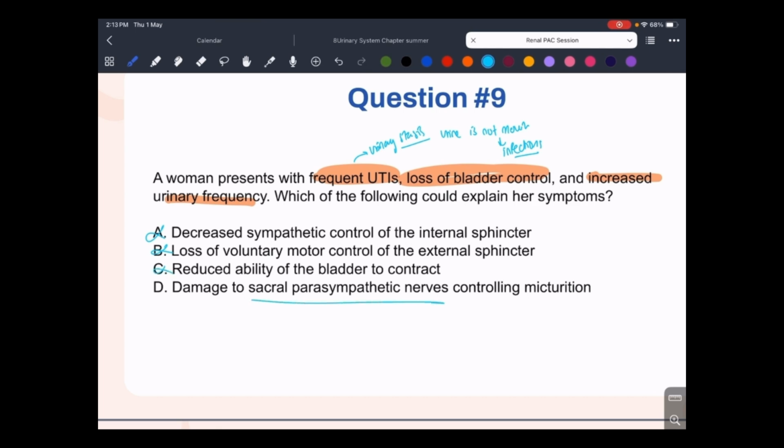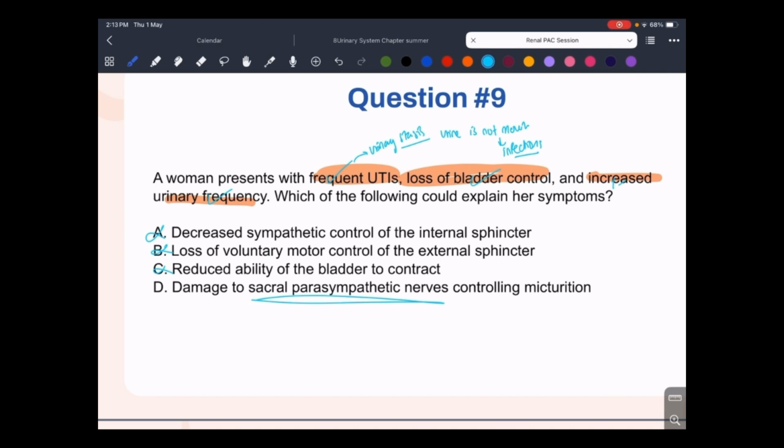Damage to the sacral parasympathetic nerves. What is this going to do? What am I losing here? Or sorry, what does it control? It controls the detrusor contraction, it controls bladder sensation, and the external sphincter reflexes. So if this is gone, I'm going to have poor detrusor contraction, incomplete emptying, and UTIs. Check. If I lose the sphincter reflex, I'm going to have incontinence. Check. And uncoordinated bladder reflexes increase frequency, of course. Check. This explains all three symptoms.